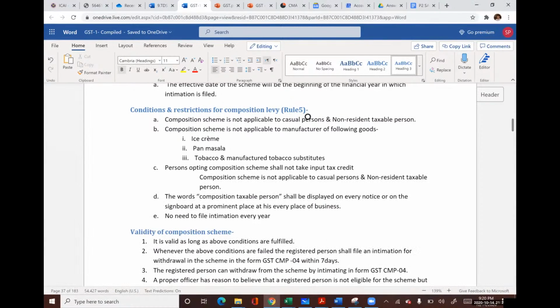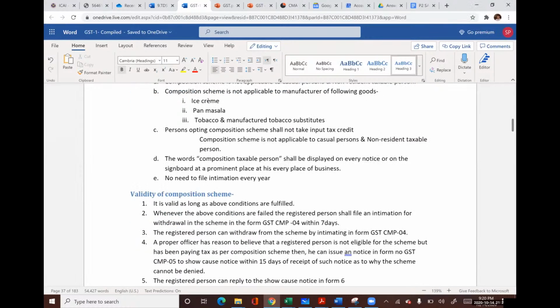The words composition taxable person shall be displayed on every notice or on the signboard at a prominent place at his every place of business. If you see any shop, you ask them, do you pay GST? Yeah, we pay GST. Then where is the board? You can ask them. It's the rule. They have to clearly mention composition scheme dealer in the shop.